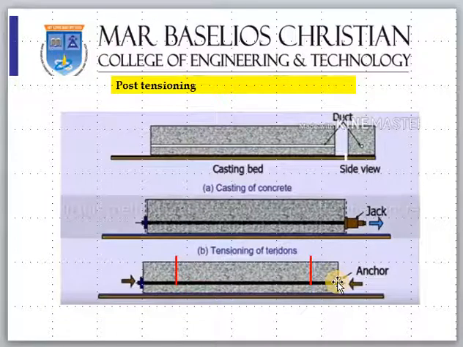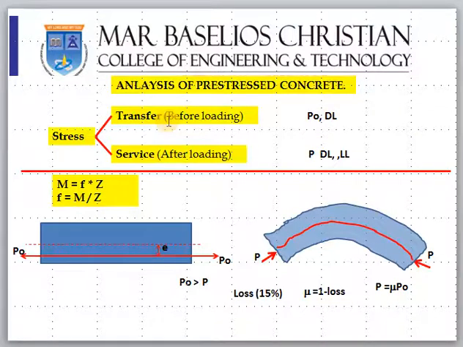Then we will wait for some days and then we can remove this steel. What happens is, because of this grout inside, the steel will try to shorten, but the grout will not allow it. So this is called post-tensioning.